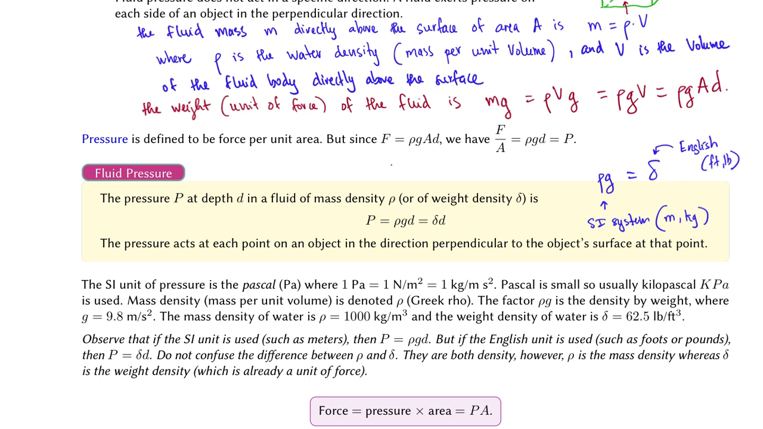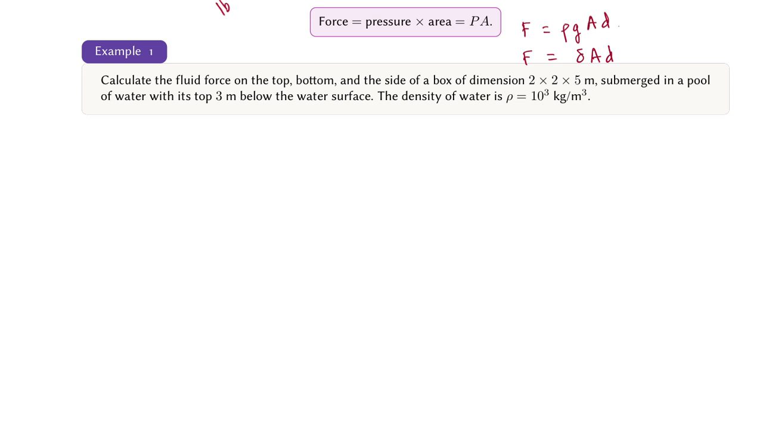Observe that in the SI unit, the pressure is rho g d, but in the English units, the pressure is delta d. Delta is the weight density and rho is the mass density. The weight density is in pounds, which is already a unit of force. Thus the force is rho g A d in the SI unit or delta A d in the English unit. We know that the SI unit is used when the units are in meters or kilograms, and the British units are used when the units are in feet or pounds.